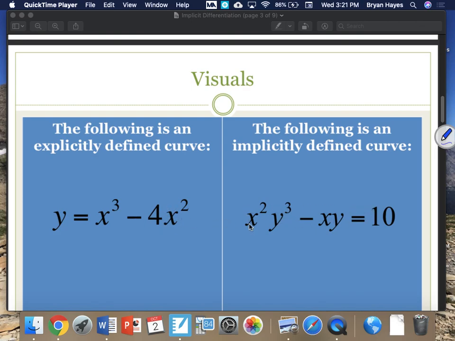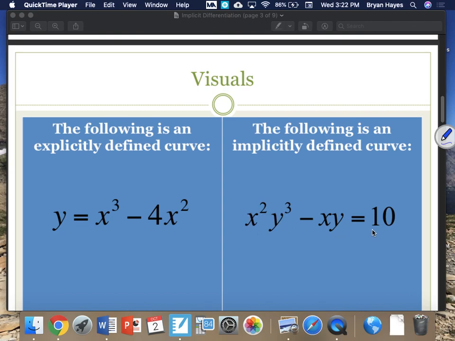Over here, however, you see your first example of what we call an implicitly defined curve. You'll notice that y is not solved for in this curve. It's mixed in over here with some x's. It's got an exponent right here. It's got some stuff going on with it. So when you've got a curve of this nature, then you've got implicit differentiation in play.